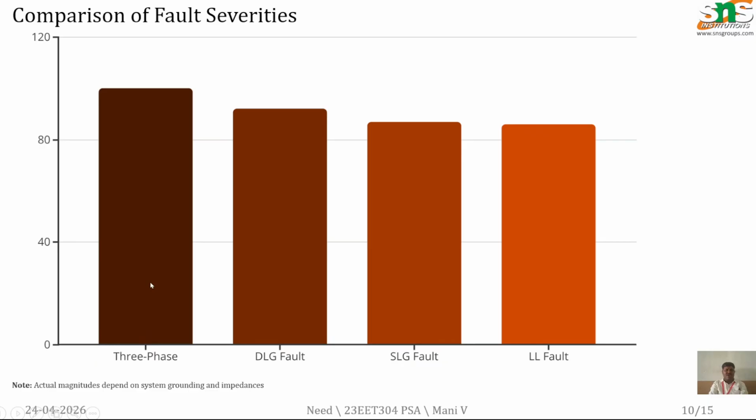This is a comparison of fault severity. The three phase fault is the most severe and the most dangerous, and after that the double line to ground fault, then the single line to ground fault, and the next priority is the line to line fault. This is the severity of faults.